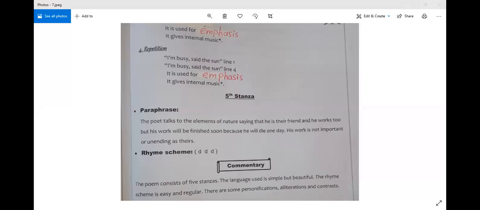So stanza number 5, "Sea and rain and air and sun, I am a fellow toiler." So the speaker here is the poet himself, speaking to the sun, the rain, the air, and the sea. Okay, what did he try to tell them? He told them that he is a fellow toiler. What do I mean by fellow toiler, or the word fellow? What do you think? The word fellow here, it means what?